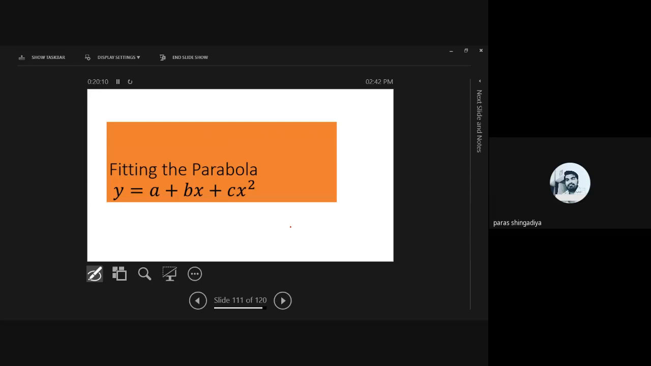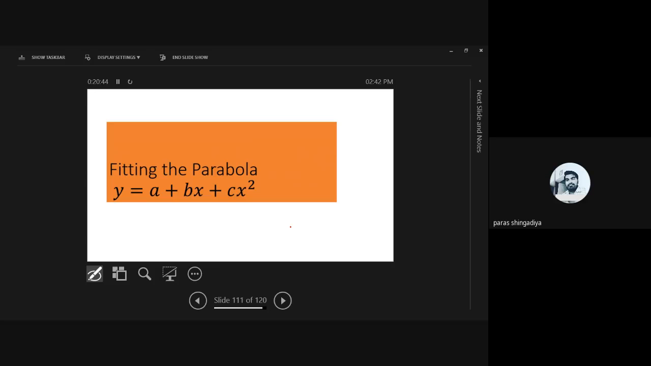Okay, the second part of this is a parabola, and the equation of a parabola is y is equal to a plus bx plus cx square. The straight line is predicted for the given set of data; similarly, you have to define a parabola by using the given set of data. What is the standard equation of a parabola? It is a plus bx plus cx square, and it is called a second degree polynomial, a second degree equation.